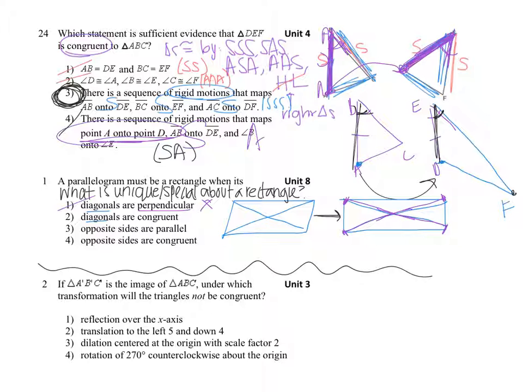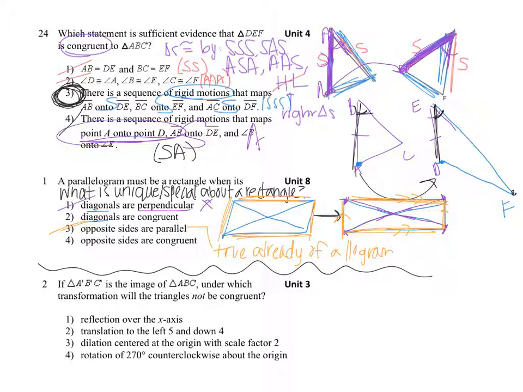The next one says opposite sides are parallel. So yes, this side is parallel to this side, and this one is parallel to this one. I could certainly mark that up. But it's also already true of a parallelogram. So I don't want to choose it because it's not a special or unique property that would turn it into a rectangle. So choice 3 is gone.